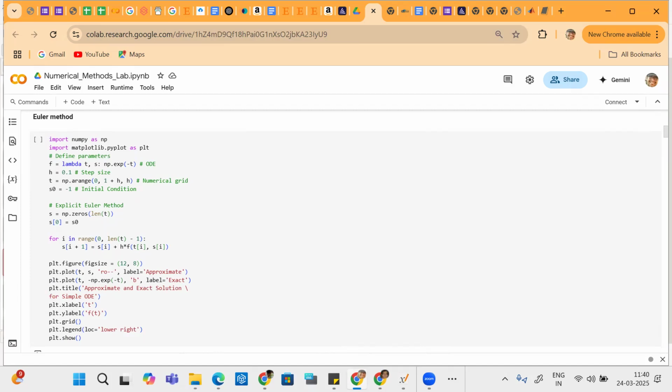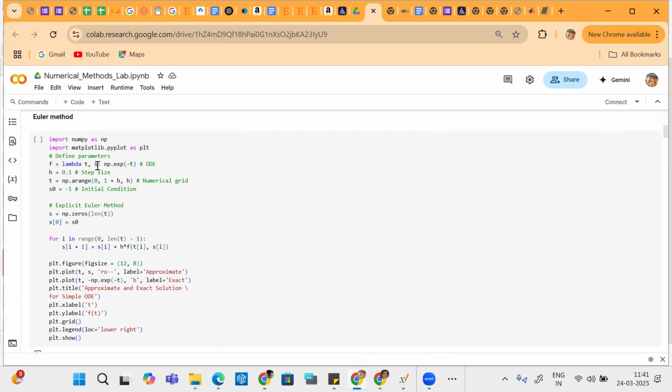Okay, we'll start. Anyway, so you can see I am defining the parameters, that is lambda t. Lambda you use for a function. Yes. So t and s. So f is a function of t and s, and that is being given by e to the power minus t. Okay, we'll see what is that. There is no s I'm seeing here. Anyway. So h is 0.1, the step size.